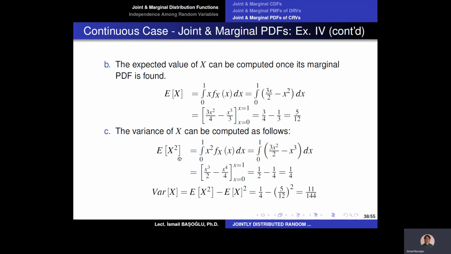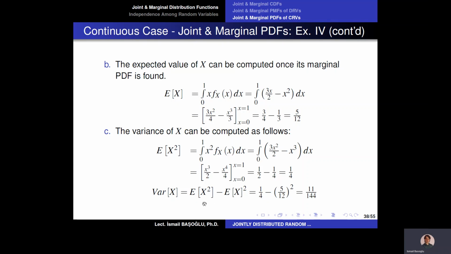Now, in order to compute the variance of x, we are just going to compute the expected value of x squared as usual. Then we are going to plug that expected value of x squared into the convenient variance formula. The expected value of the square of x is calculated by integrating the integrand x squared times the marginal PDF of x, again over the domain of our random variable between 0 and 1. Once this is integrated, you will get 1/4.